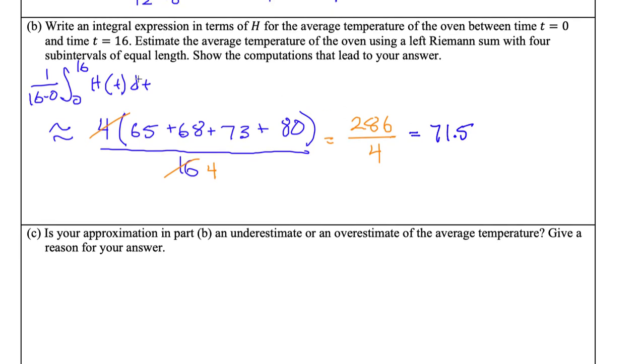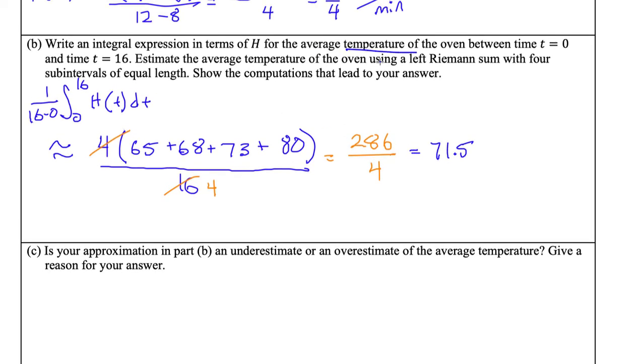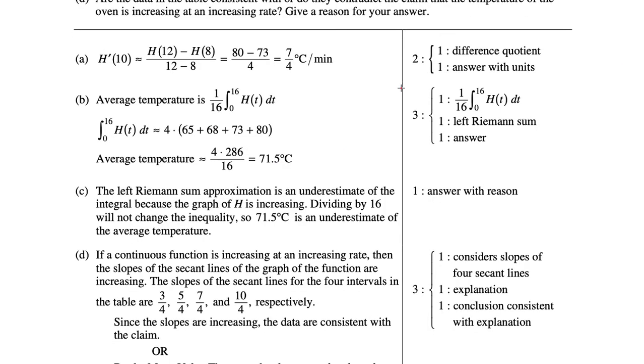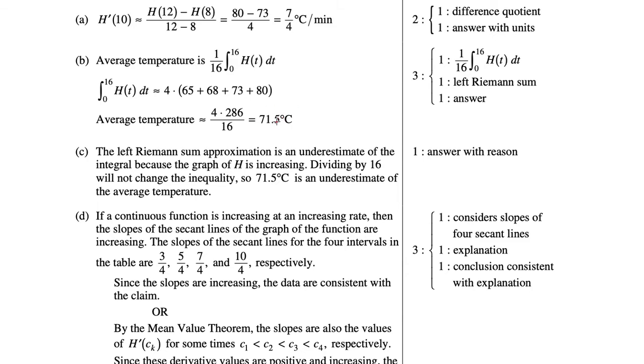I don't have to do units, but I'm going to do them anyway. This should be the average temperature, so our units should be whatever that temperature is. If it said average rate, you'd do the units of rate. This is a temperature, so it's just degrees Celsius. I'll go ahead and box it. How do we score ourselves? Part B, 71.5. Cool, we got it.